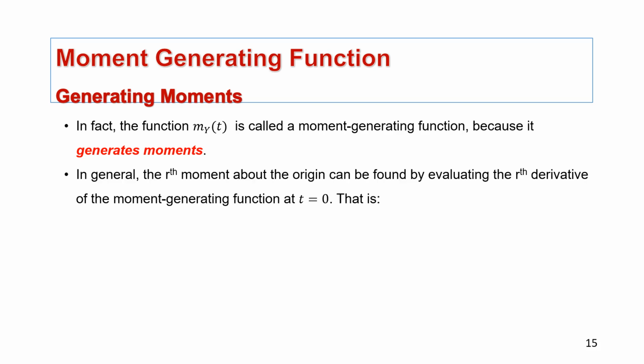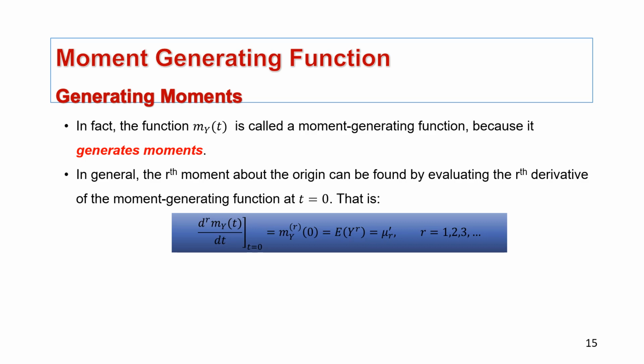Generating moments. As you know, this function is defined to be the moment generating function because using this function, I can get the moments, as in the case of discrete random variables. In general, how can we get the rth moment? The rth moment, I can get it by differentiating the moment generating function r times with respect to t, and after finishing the differentiation substitute t equal 0.